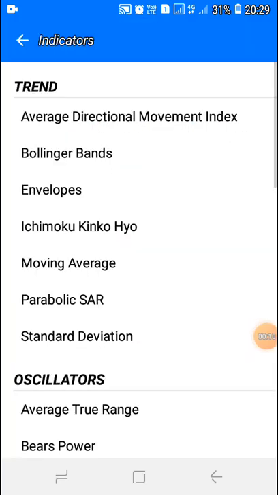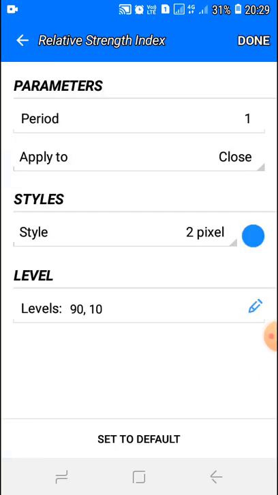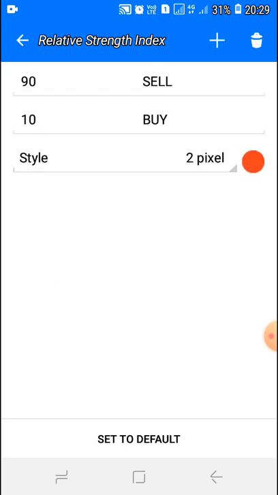Okay, so the first indicator that we're gonna need for the strategy is our RSI. Now make sure that your parameters are like this. The period should be 1, apply to close, styles 2 pixel blue, levels 90 and 10, and make sure to write next to 90 sell and next to 10 buy.